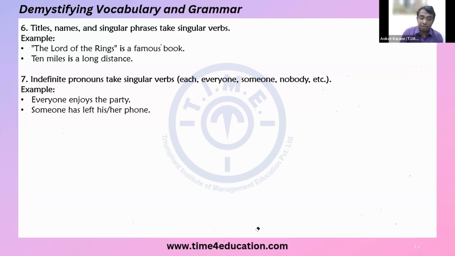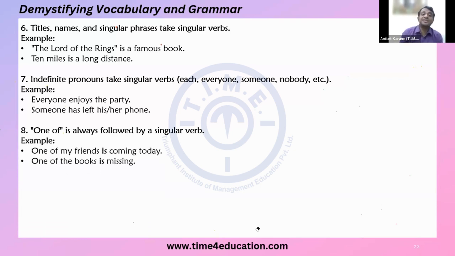One of is always followed by a singular verb. Now, what is 'one of'? So, one of my friends, even though friends sounds plural, we still use 'is coming today'. One of the books, books sounds plural, still 'is missing'.